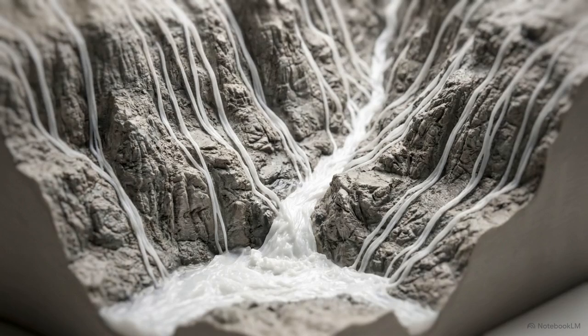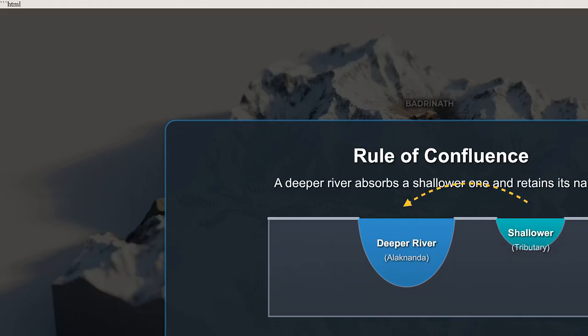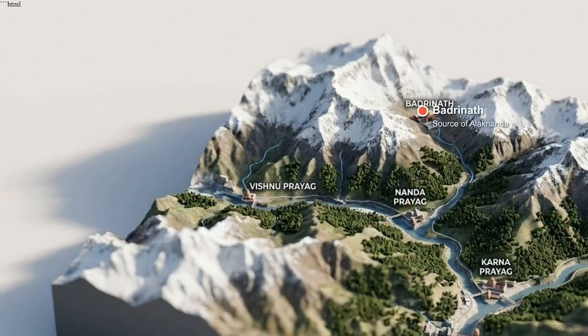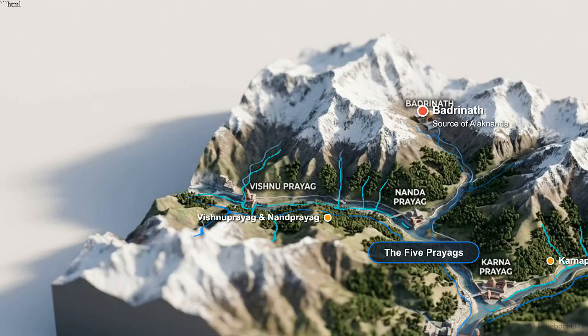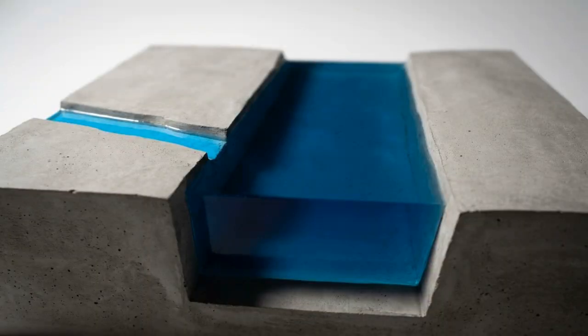Our model begins in the Garhwal region of the Himalayas, where seasonal glacial runoff generates dozens of high-velocity streams. These streams merge by a strict hydrological law. The deeper river absorbs the shallower channel and keeps its name. We trace the Alaknanda River from Badrinath as the primary baseline channel. Moving south, it absorbs 4 major tributaries at junctions known as the Priyaks. At each of these first 4 junctions, the Alaknanda possesses the superior depth, allowing it to survive every collision with its identity intact.